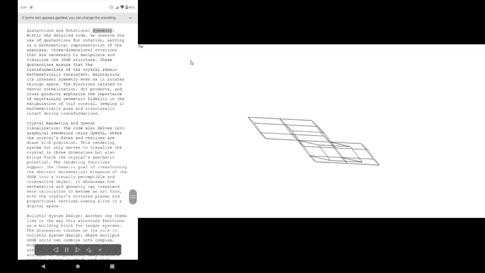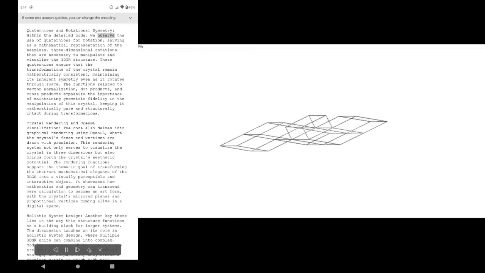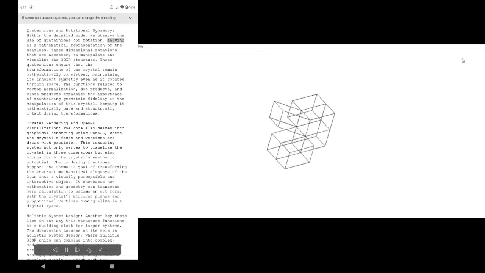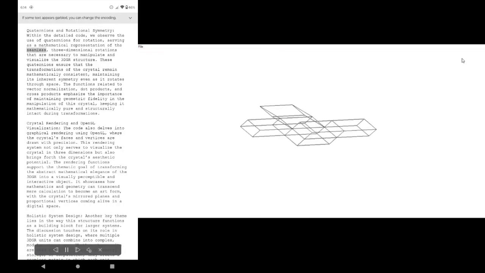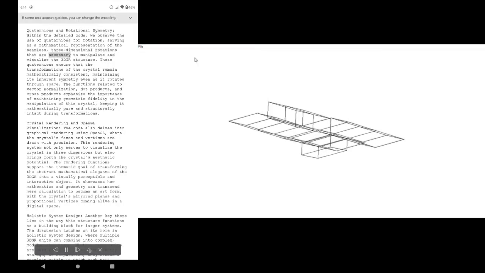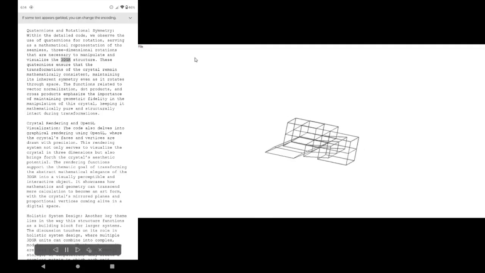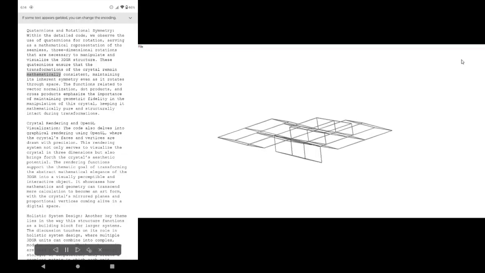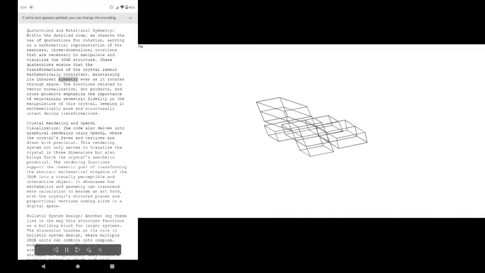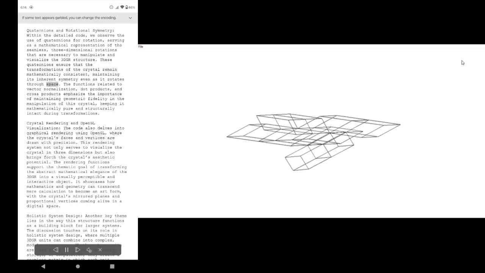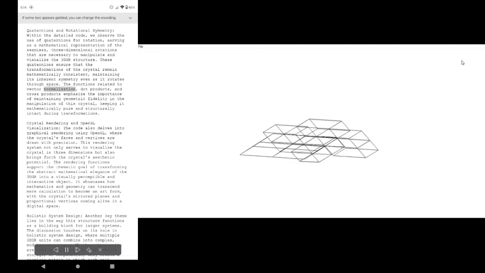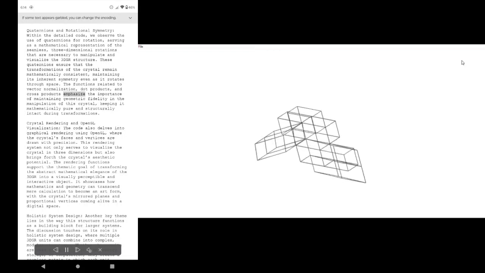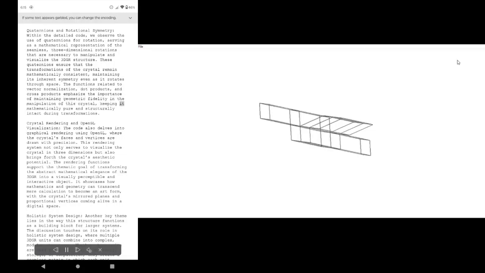Quaternions and rotational symmetry. Within the detailed code, we observe the use of quaternions for rotation, serving as a mathematical representation of the seamless, three-dimensional rotations that are necessary to manipulate and visualize the 3D jar structure. These quaternions ensure that the transformations of the crystal remain mathematically consistent, maintaining its inherent symmetry even as it rotates through space. The functions related to vector normalization, dot products, and cross products emphasize the importance of maintaining geometric fidelity in the manipulation of this crystal, keeping it mathematically pure and structurally intact during transformations.